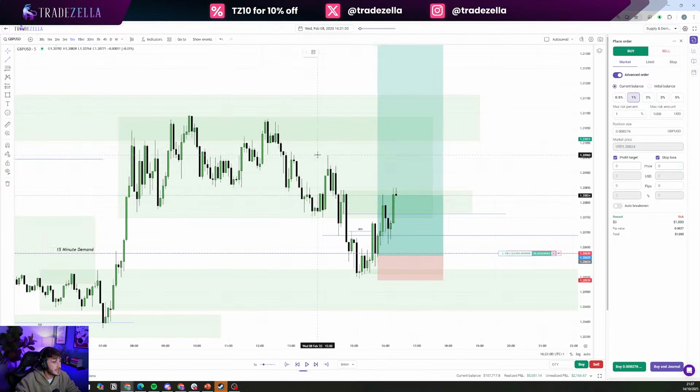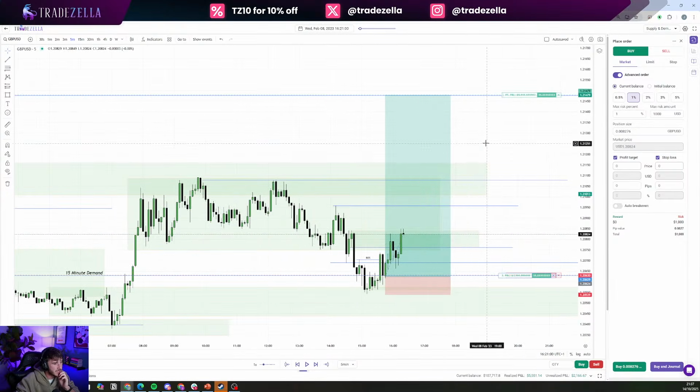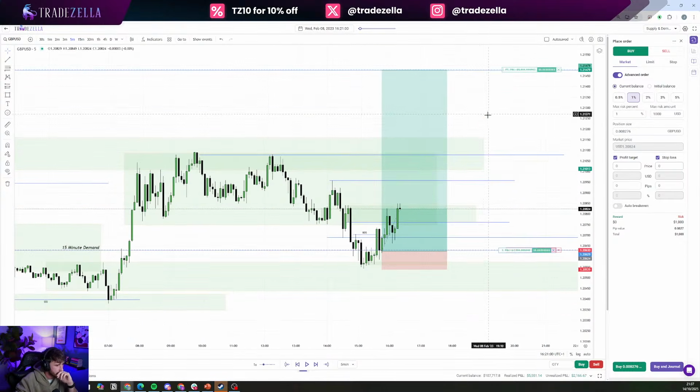Realistically, you might want to take partials at this high or this high, just to get you guys into some trade management here. Obviously, what we're doing here is shooting for these big multiple trades, but it's always good to take partials.